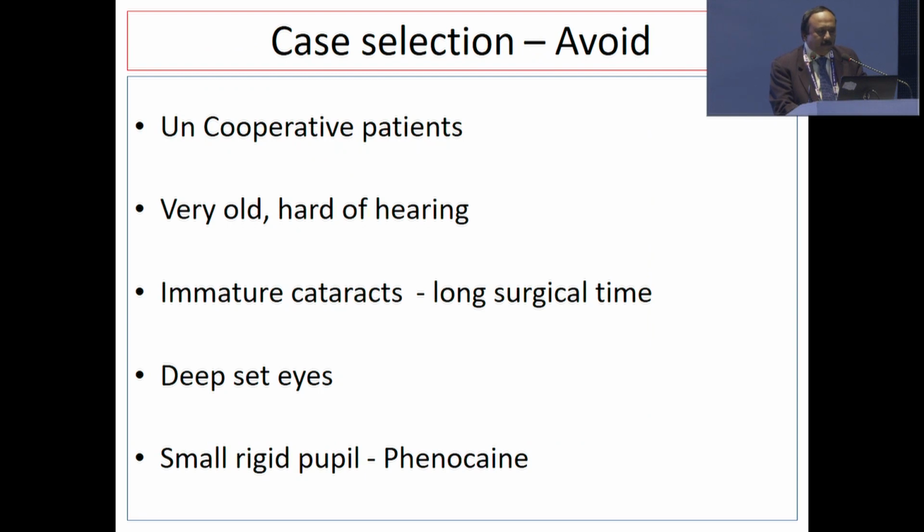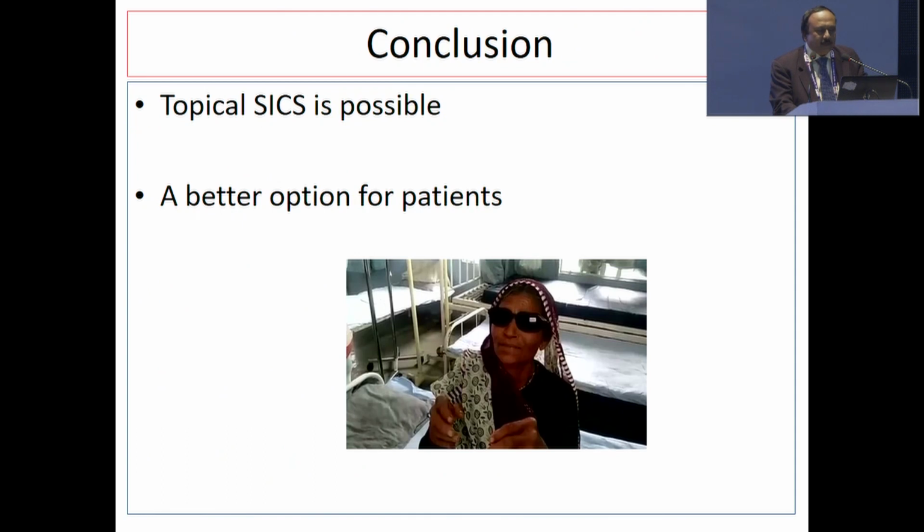So initially you have to avoid uncooperative patients, very old, hard of hearing, who will not be able to obey your commands. Immature cataracts, because they take a little longer time. Deep set eyes also, small rigid pupil. Phenocaine also helps in these cases. So these are the cases you have to avoid initially. Otherwise topical SICS is possible, and it is also a better option for the patients and for the surgeons also. Thank you very much.